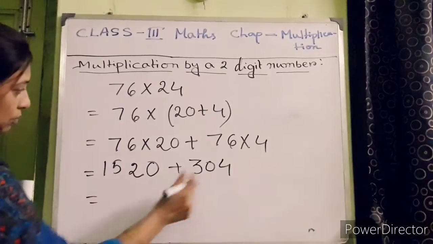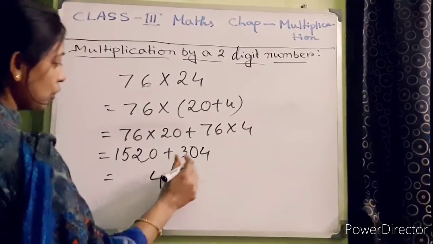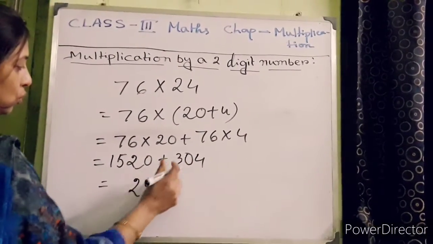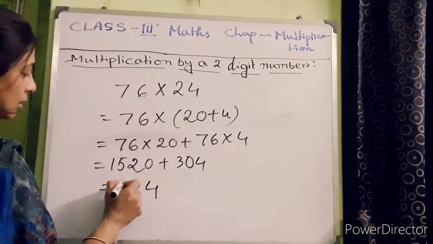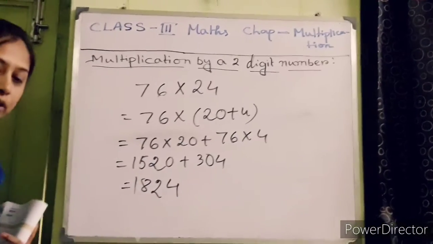Now you add these two numbers. 4 plus 0, 4. 0 plus 2, 2. 5 plus 3, 8. And 1, 1824.